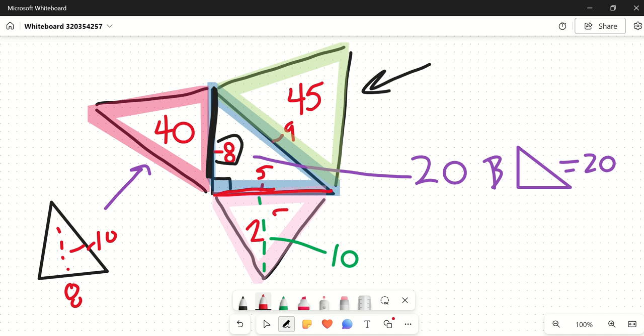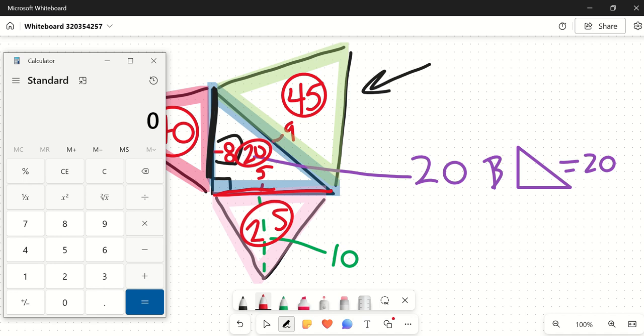And then don't forget that this was 20 here in the middle. Do not forget to add the base to it. So now I've found the area of all 4 triangles. Add 40, 45, 25, and 20. I'm going to add them all together. We had 40, 45, 20, and 25. Therefore, my total area is 130, and it should be whatever the measurement is.